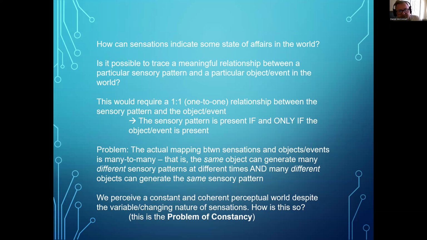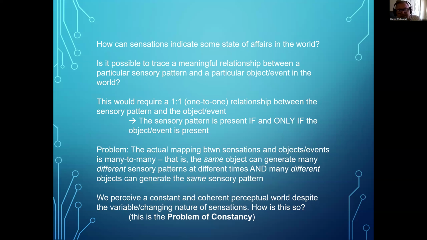And so in this case, that's a many-to-one mapping because two different objects with two different sizes are projecting the same information to your eye. So it's one sensory pattern, but it's two different objects. 2-to-1 mapping, many-to-one. So if we put all of that together, the possibility of having one-to-many mappings and many-to-one mappings, we can see here that the mapping from the world to the sensory pattern is incredibly complex and incredibly ambiguous, right?